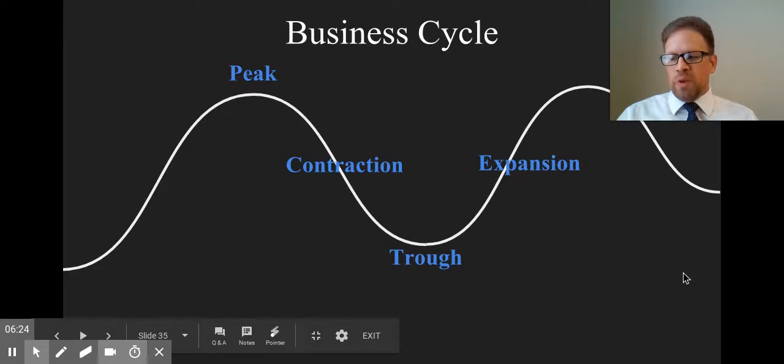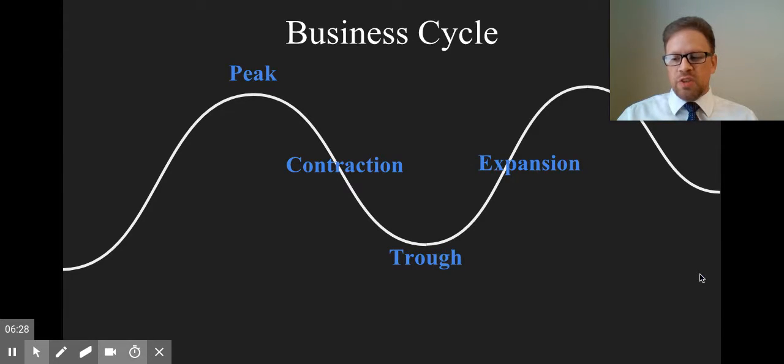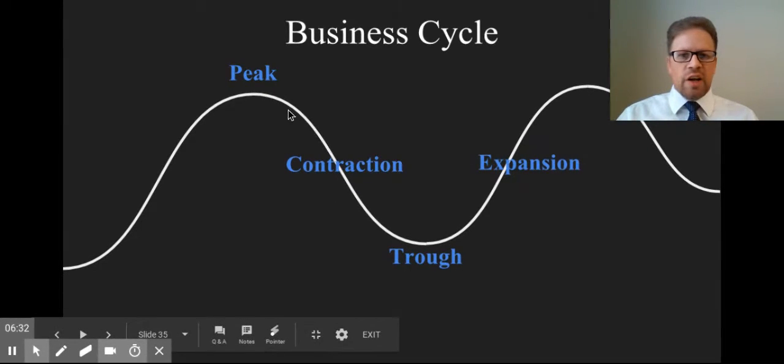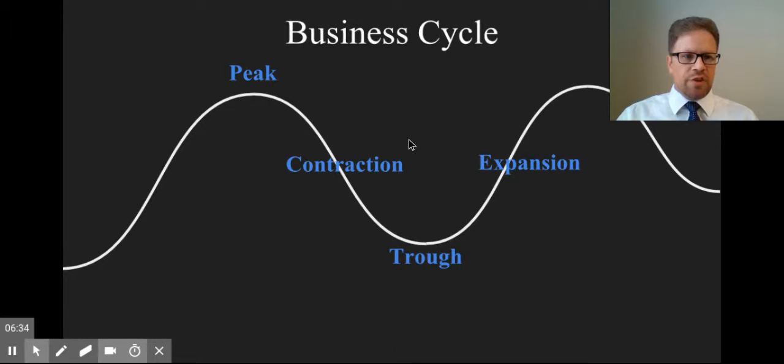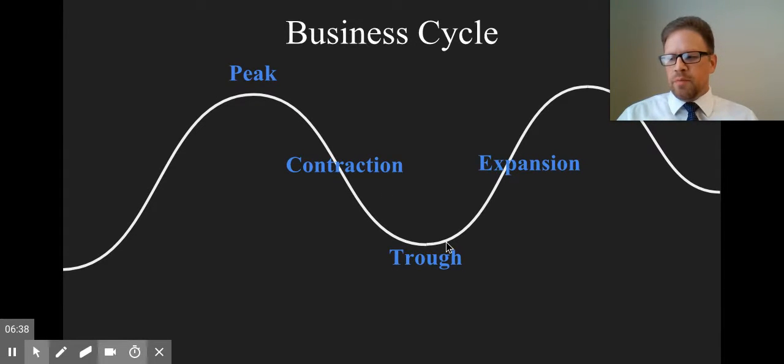Another type of unemployment, cyclical unemployment. This is unemployment associated with changes in the business cycle. So generally speaking, unemployment rates usually rise when you're in a period of contraction, and unemployment rates usually decline when you're in a period of expansion.